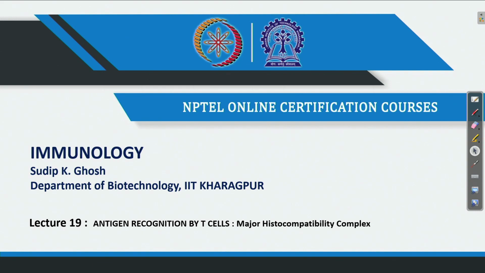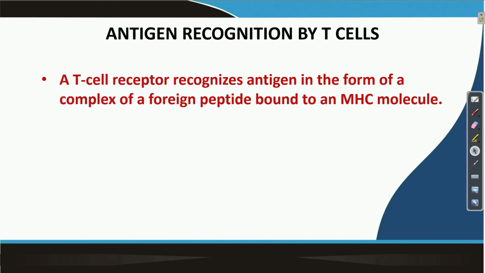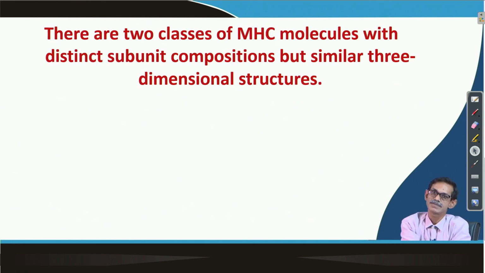MHC. So you already know that the T cell receptor recognizes antigen in the form of a complex of foreign peptide bound to MHC. Only if it is bound to MHC is it going to be recognized by the T cell. Now I will show you one picture which I have already shown you, that there are two classes of MHC molecules, right?